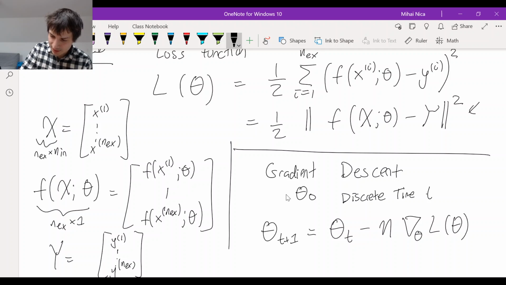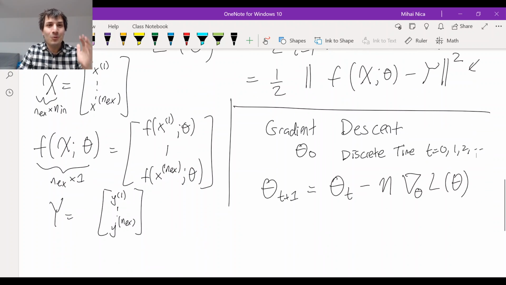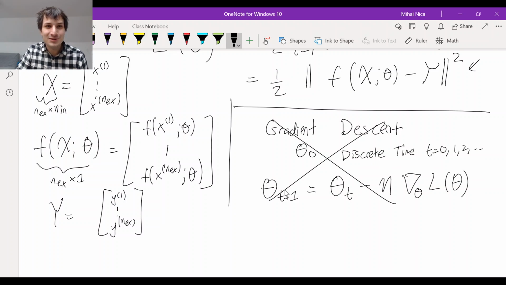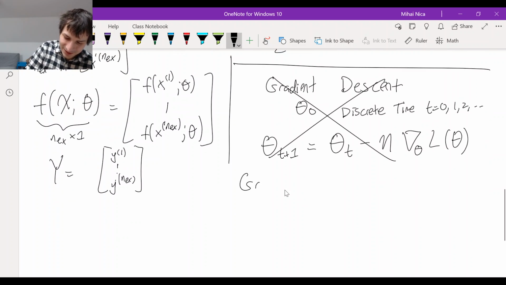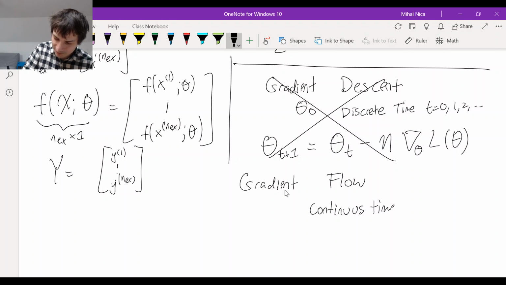This is in discrete time, where t is 0, 1, 2, and so on. That's the normal thing people do. Computers are fundamentally discrete, so it makes sense to do this. We are not going to do this. Actually, we're going to do something different, something called gradient flow. This is just mathematically easier to analyze. All it is is the continuous time version of gradient descent.